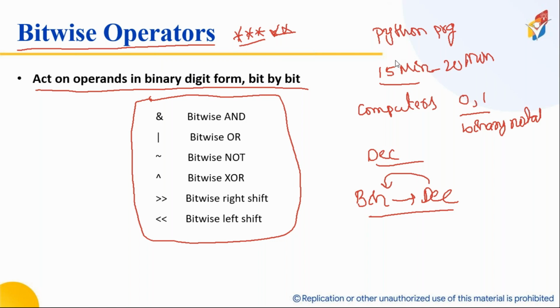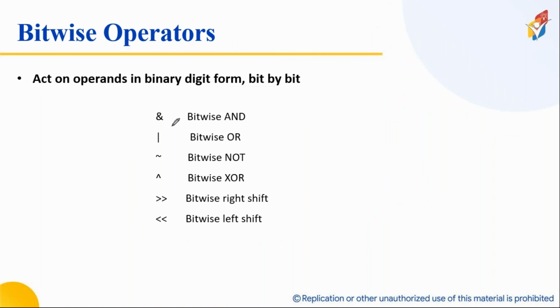Now everyone, kindly take running notes. This is called bitwise AND. This is called the pipe operation, bitwise OR. This symbol is called a pipe. Normally it is written like this. This is called the tilde operation, the bitwise NOT operation. This is called the bitwise XOR operation. Then the right shift and left shift operations.